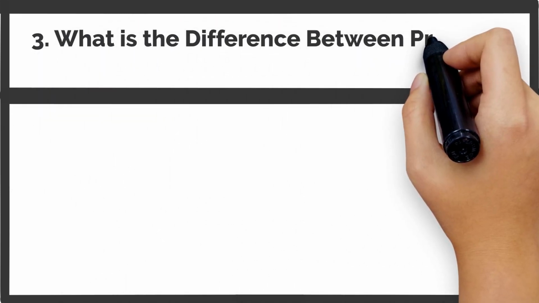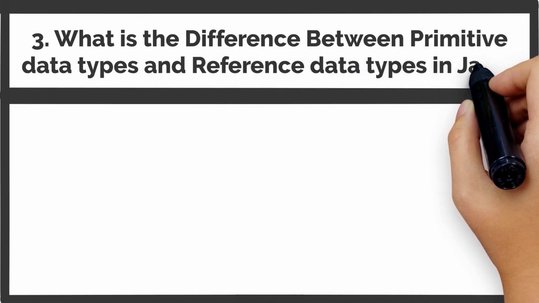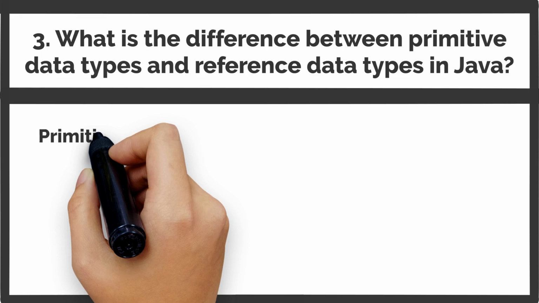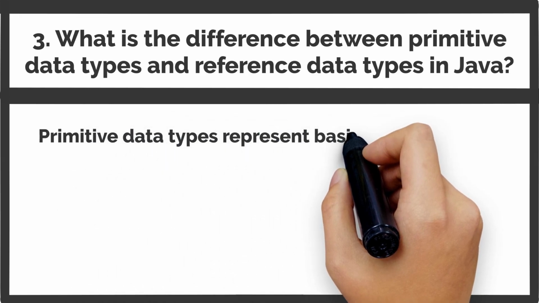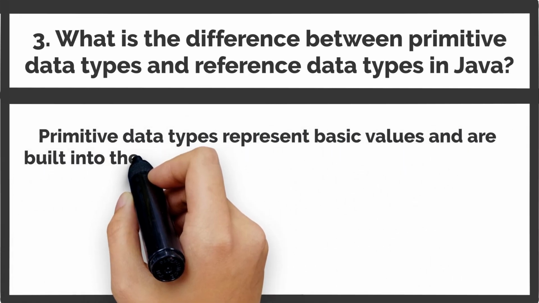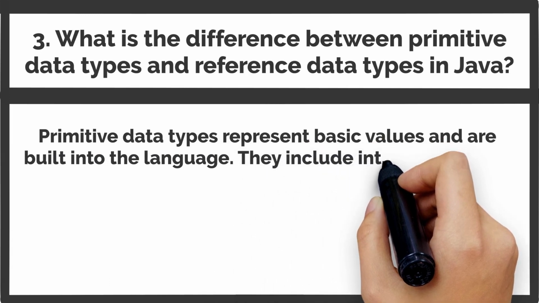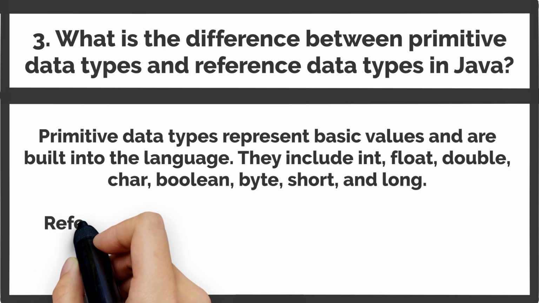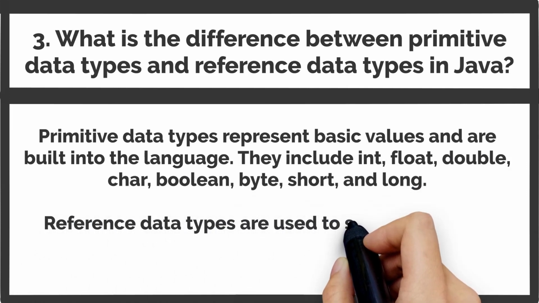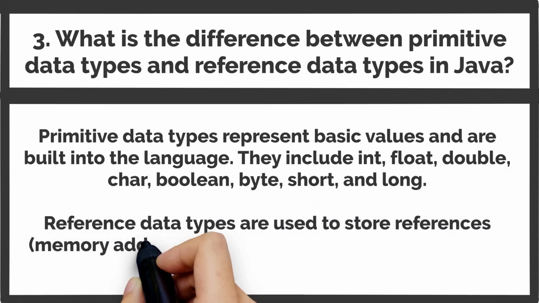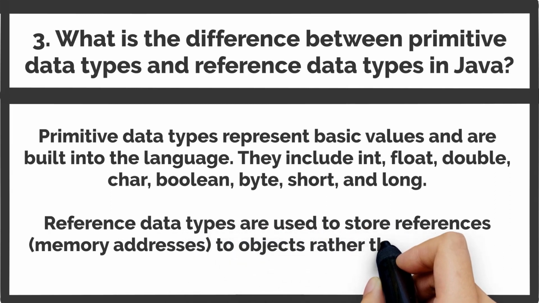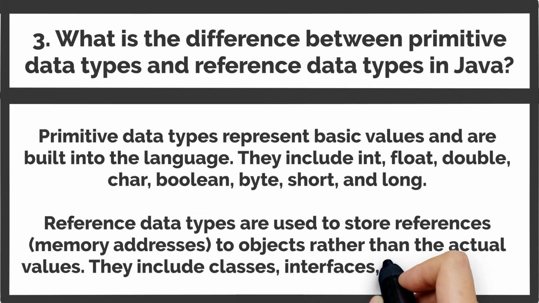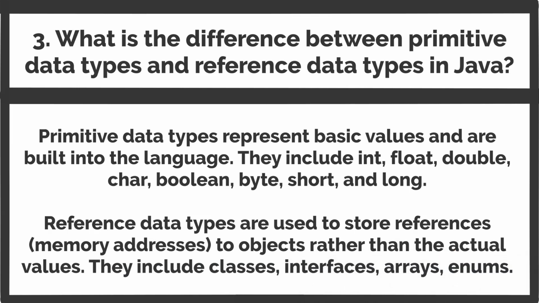3. What is the difference between primitive data types and reference data types in Java? Primitive data types represent basic values and are built into the language. They include int, float, double, char, boolean, byte, short, and long. Reference data types are used to store references, memory addresses, to objects rather than the actual values. They include classes, interfaces, arrays, enums.